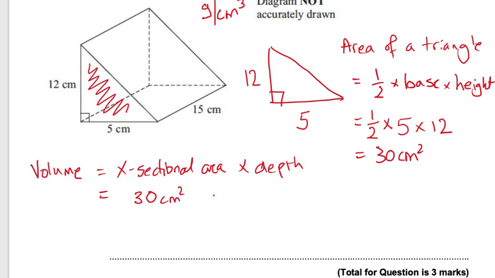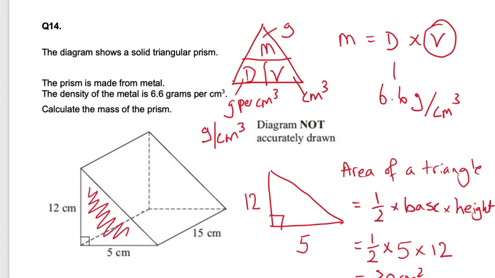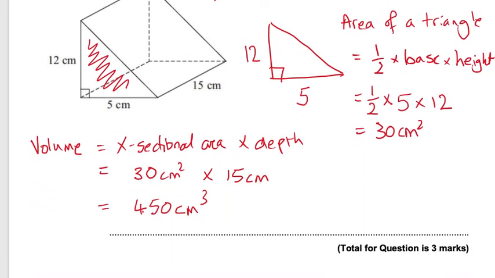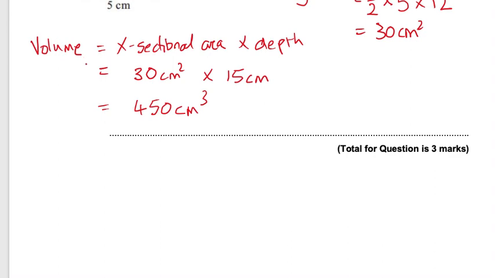It's the area of the triangle. The depth is the one dimension we haven't used yet, which is our 15 centimetres. We then take the 30, we multiply by the 15, which gives us 450 centimetres cubed. So we now have our volume. We go back to our original equation that we had there. Mass equals density multiplied by volume.